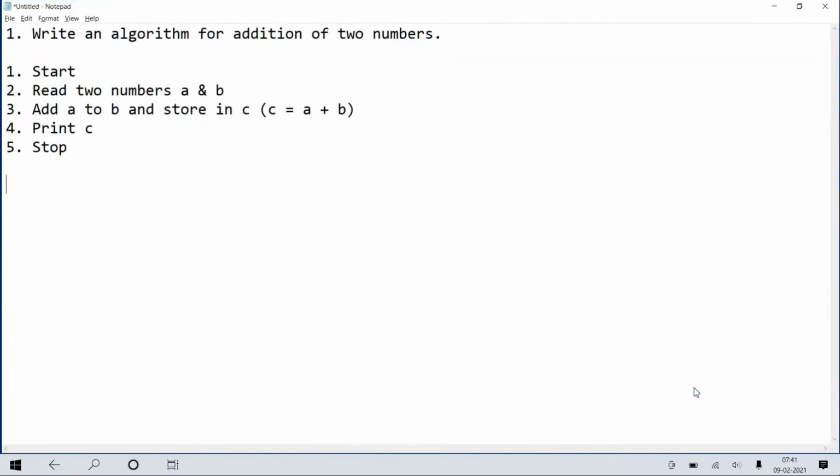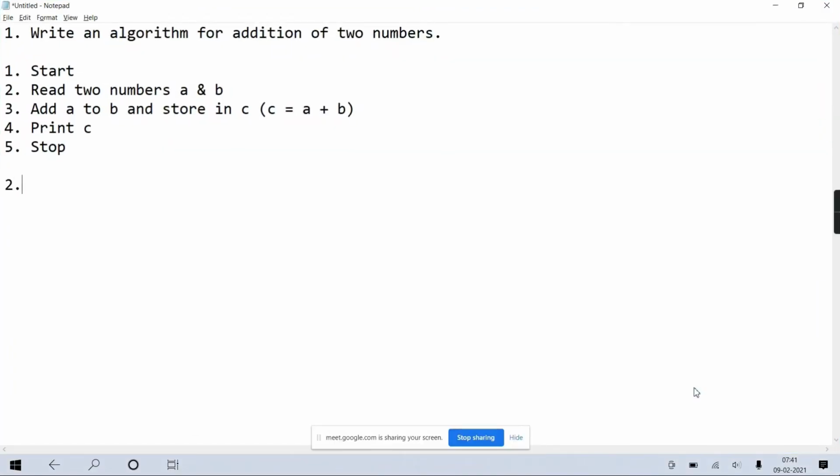One more example I'll give you. Let's see. Some time I'll give to you people also. Write an algorithm for finding area of triangle. Okay. Now generalize. It's not a right angle triangle.